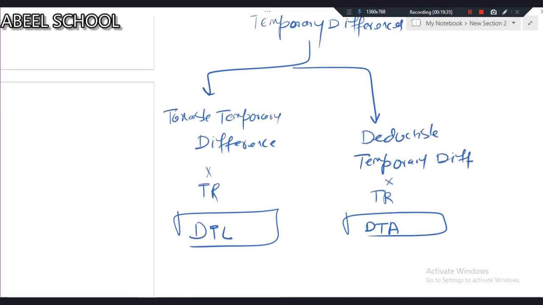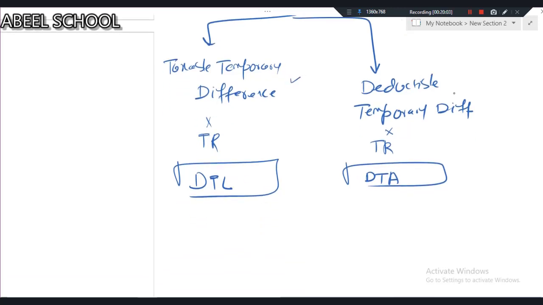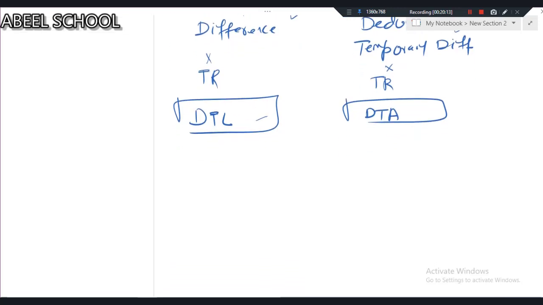Now the question arises: how do we know which difference is taxable and which is deductible? Because if we know this is a taxable difference, then okay, taxable difference into tax rate gives us deferred tax liability, and deductible difference into tax rate gives us deferred tax asset. But we need to know how to find out the taxable difference and how to find out the deductible difference. To understand the taxable and the deductible difference, and why taxable results in deferred tax liability and why deductible results in deferred tax asset, you need to know one concept. After knowing that one concept, you will be able to understand all this. The name of that concept is tax base.